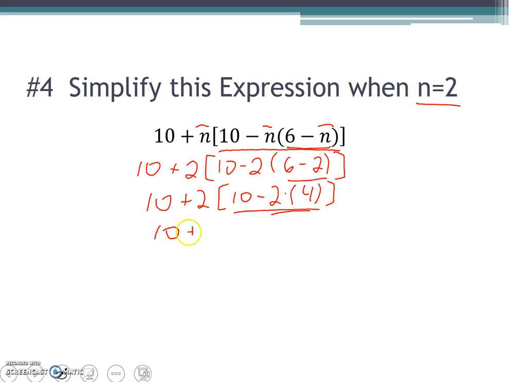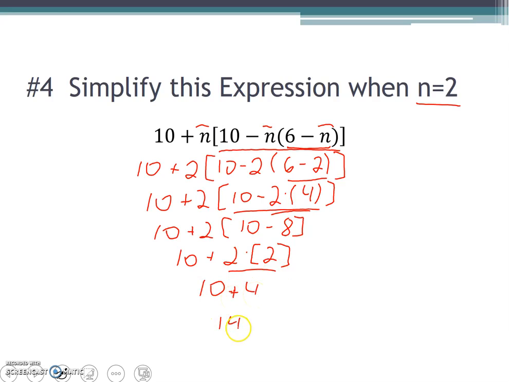Everything else will stay the same. 10 plus 2, and then 10 minus 2 times 4 is 8. And now I can close out those brackets. 10 plus 2, and then in the brackets, 10 minus 8 is 2. Okay, so at this point, I'm done with the parentheses, I'm done with the brackets, and I don't have any exponents to worry about, so I'm going to go on to multiplying and dividing, and I have some multiplying right here. So it's going to be 10 plus 2 times 2 is 4, and 10 plus 4 is 14. And so my final answer is 14.